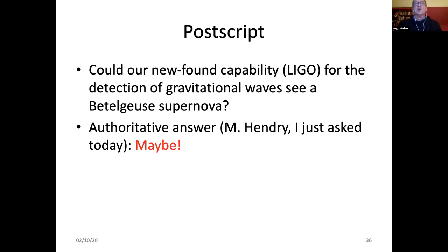So the question is, would Betelgeuse be detectable? I asked Martin this morning, and his answer was quite clear: maybe. And so the answer turns on an unknown. The question is, does a supernova happen isotropically? Is it just a point explosion, so it goes off in all directions simultaneously? Or does it happen in an asymmetric way, so that there's some elongation, some focus, some preferred direction of emission?